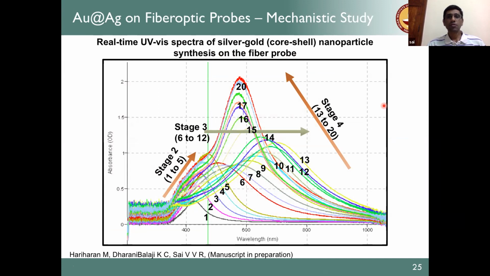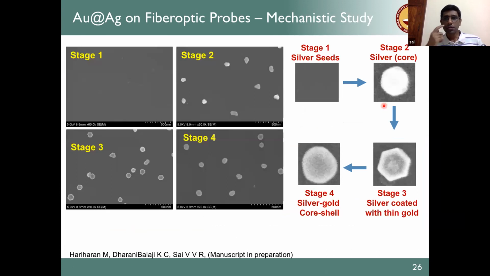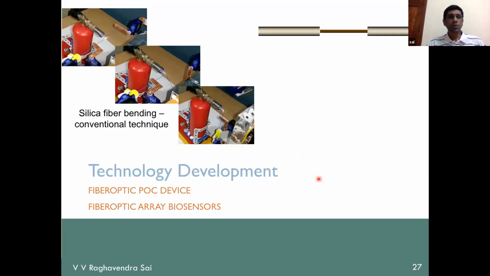This is one of the first observations, thanks to these U-bend probes. But we were not able to complete these studies as yet. So if you have silver seeds, and then a silver core gets formed, it gets truncated when we dip it in gold solution, and then growth starts. Very nice phenomenon.